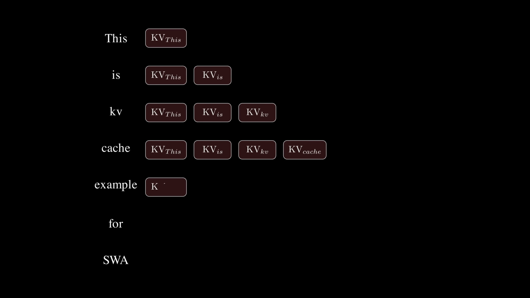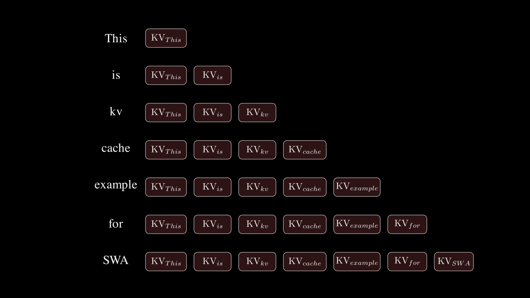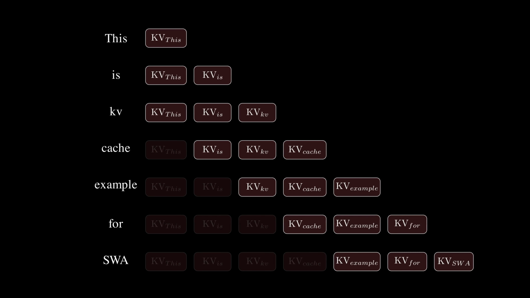Speaking of KV cache, in standard autoregressive attention, each token attends to all previous tokens. So as the context length grows, the KV cache also grows linearly with sequence length, because we need to store the keys and values for all previous tokens. But with sliding window attention, each token only attends to previous W tokens. So we only need to keep the W most recent keys and values in memory, and all the older KV cache entries can simply be evicted.